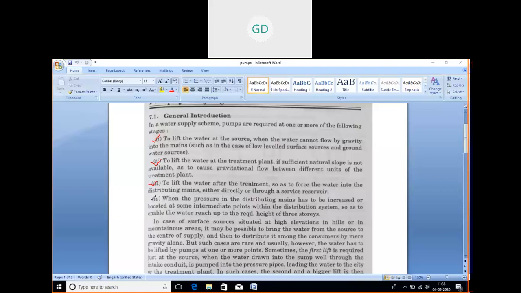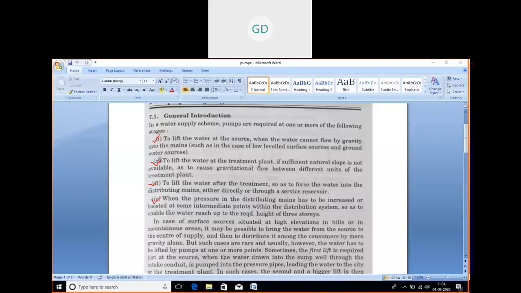So the last point is what? When the pressure in the distributing mains has to be increased or boosted at some intermediate points within the distribution system so as to enable the water to reach up to the required height of 3 stories. Suppose in the distributing mains the pressure is not high, what will happen? The water cannot reach up to the G+3, G+4, G+5 buildings. So we use pumps, so that the pressure can be increased, and the water can be distributed to the third story, fourth story, or fifth story, and so on. So in these 4 cases, pumps are required.